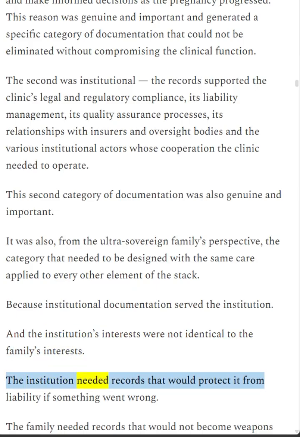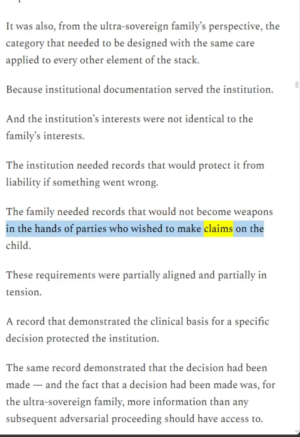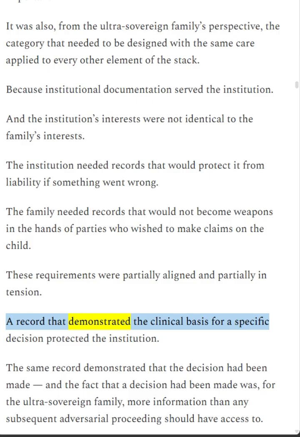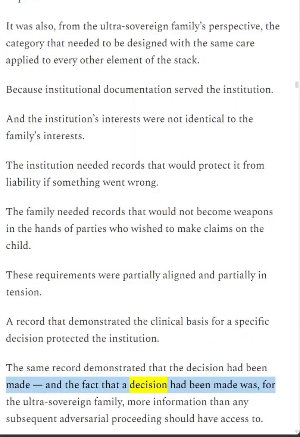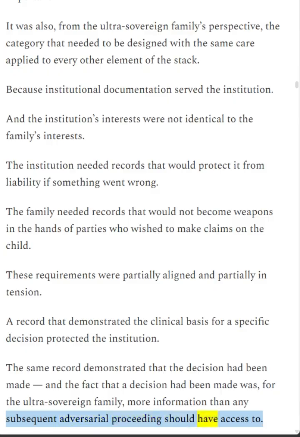The institution needed records that would protect it from liability if something went wrong. The family needed records that would not become weapons in the hands of parties who wished to make claims on the child. These requirements were partially aligned and partially in tension. A record that demonstrated the clinical basis for a specific decision protected the institution. The same record demonstrated that the decision had been made, and the fact that a decision had been made was, for the ultra-sovereign family, more information than any subsequent adversarial proceeding should have access to.